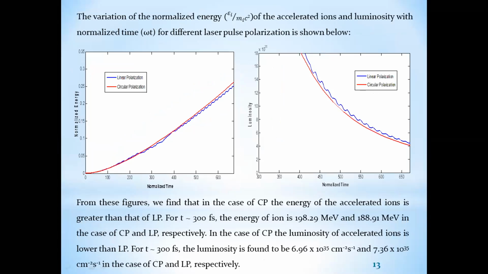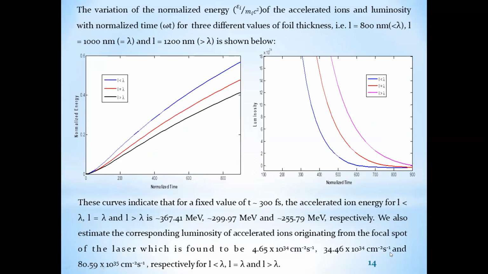And the next result is for the polarization. The CP laser pulse is more efficient compared to the linearly polarized wave, and for a fixed value of time, we get the energy of ions approximately 198 MeV in case of CP and 188 MeV in case of LP, and the corresponding luminosity is found in the order of 10^35 per centimeter square per second.